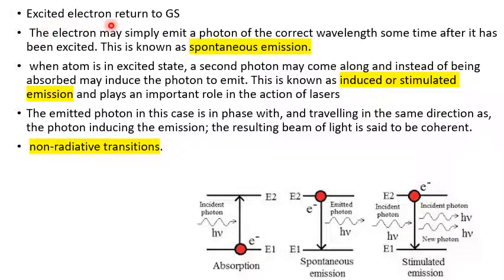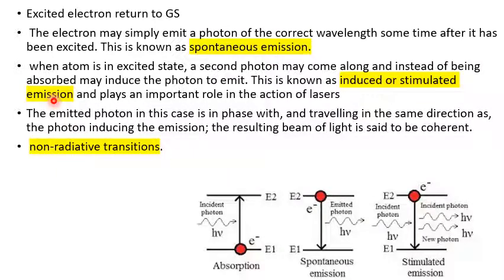When the atom is in the excited state, it returns to the ground state. The electron may simply emit a photon of the correct wavelength sometime after it has been excited. This is known as spontaneous emission. Here the spontaneous emission is shown. The incident photon is absorbed and the electron goes into the excited state. When the electron returns to the ground state, a photon is emitted of the correct wavelength, which was the wavelength of the photon which was absorbed. This is known as spontaneous emission.